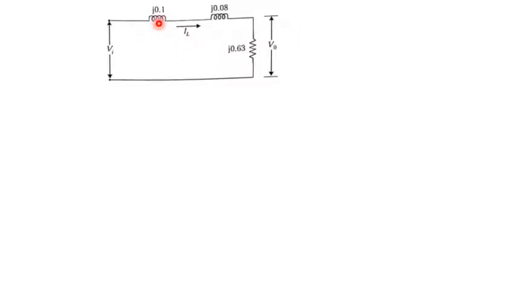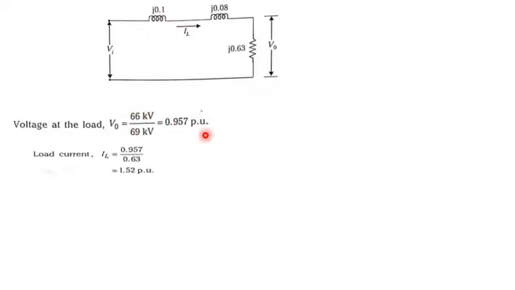Okay, so this is point one, which means we are drawing the reactance diagram for the circuit. This is point 1, point 0, this is point 3. So what is the voltage? Terminal voltage is working at 66, base voltage is 69, so I'll get 0.957. So what is the load current? This is the voltage divided by 0.63, because what is this? The reactance across the load is 0.63.